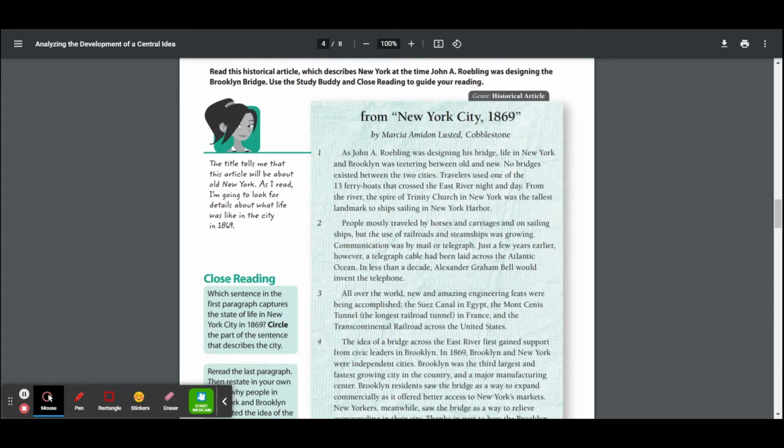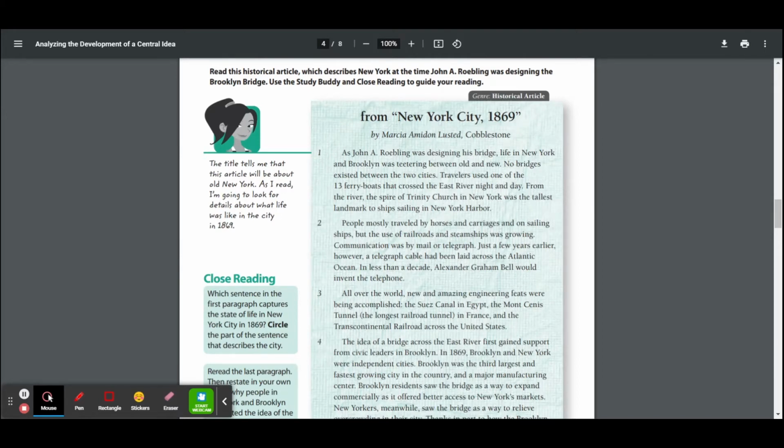As John A. Roebling was designing his bridge, life in New York and Brooklyn was teetering between old and new. No bridges existed between the two cities. Travelers used one of the 13 ferry boats that crossed the East River night and day. From the river, the spire of the Trinity Church in New York was the tallest landmark to ships sailing into New York Harbor.